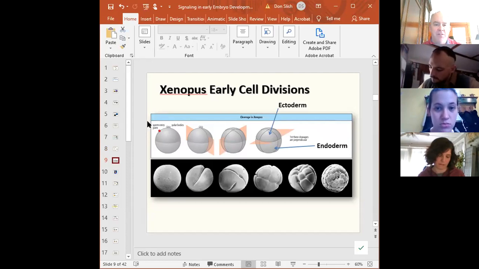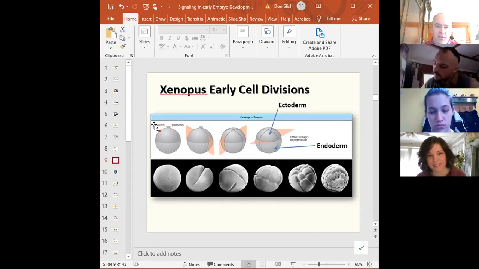So the first thing that happens is sperm enters, you get this release of calcium all around, and boom, now it's going to be a zygote. It'll go through that second round of meiosis, and then you end up with these two polar bodies up here, which just kind of go away. I'm not worried about those.